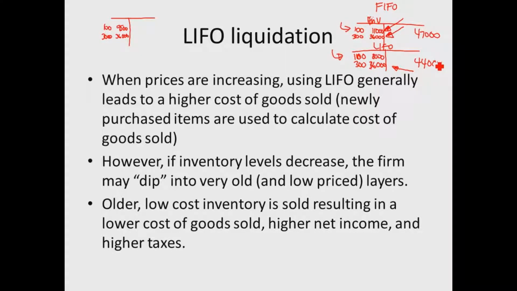Well, it's not that I don't have backup inventory. It's that I used inventory that was cheap because it's old. It's really old. How old is it? It's the stuff that I bought absolutely first, and that was the $80 stuff. So this is what's called a LIFO liquidation, and this is where you have to pay attention.